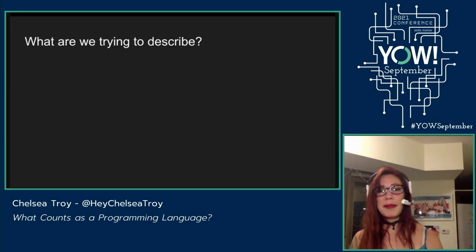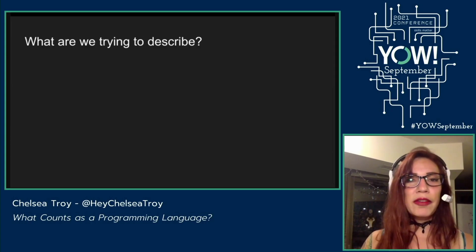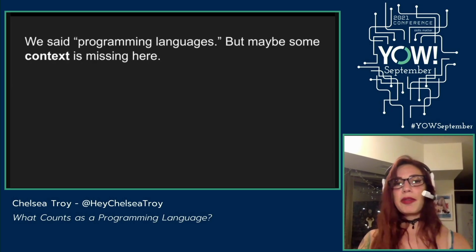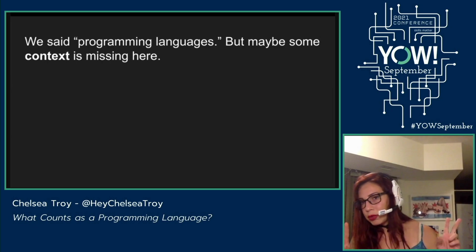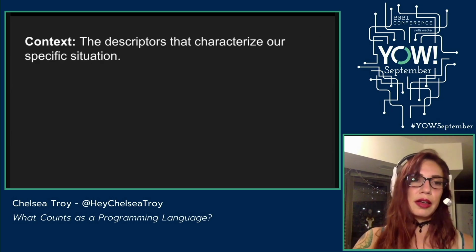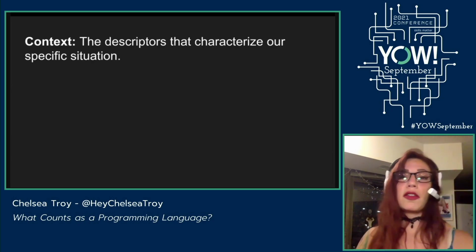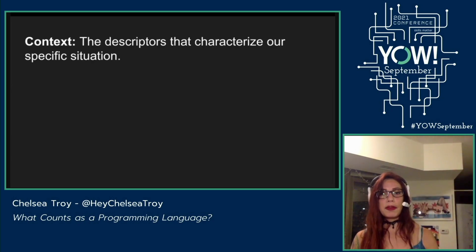So let's take a step back. What are we trying to describe? Why does it matter to us what counts as a programming language? What are we trying to figure out here? Because we said programming languages, but maybe some context is missing here. Now, by context, what I mean is the descriptors that characterize our specific situation.